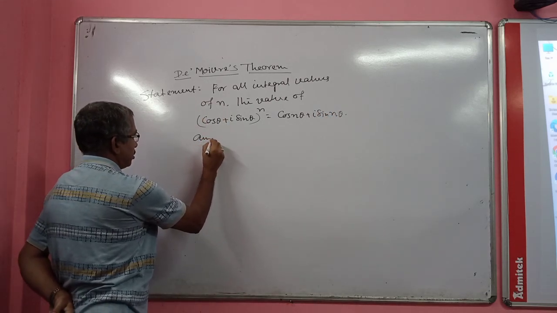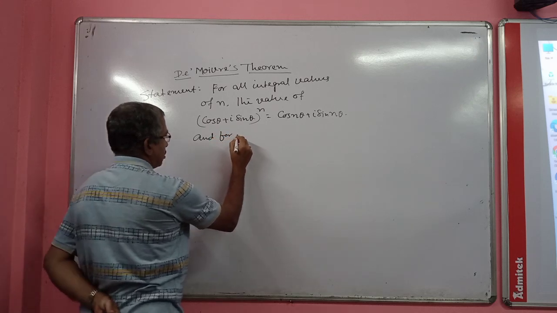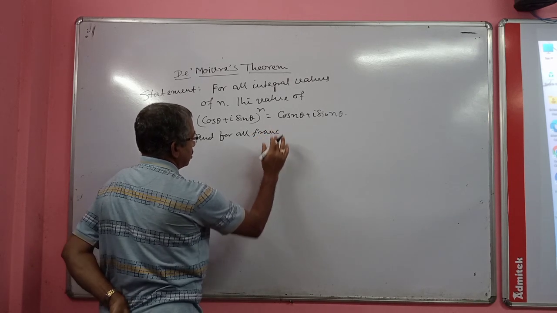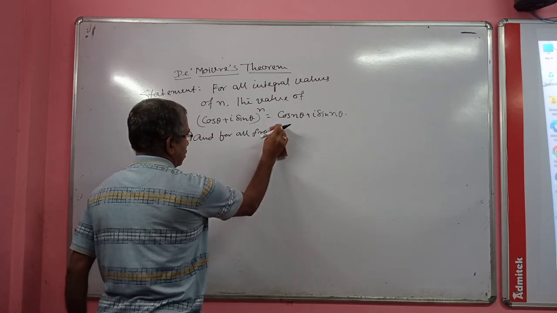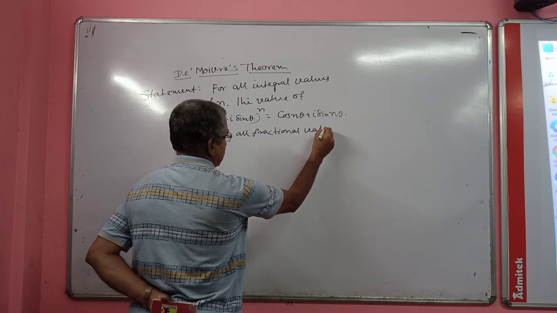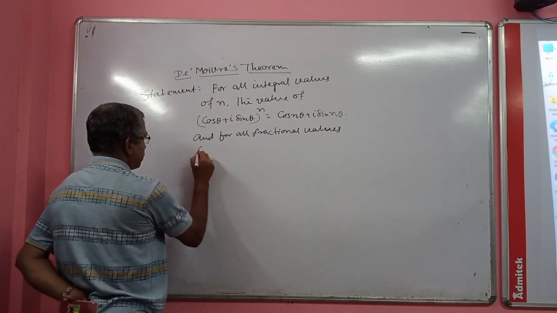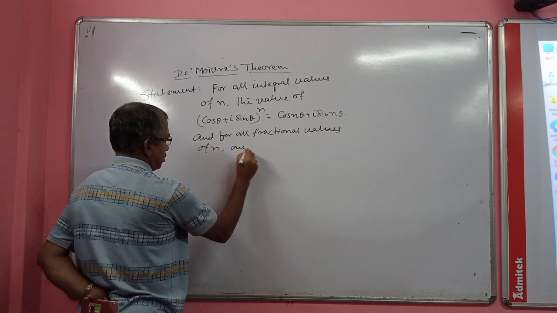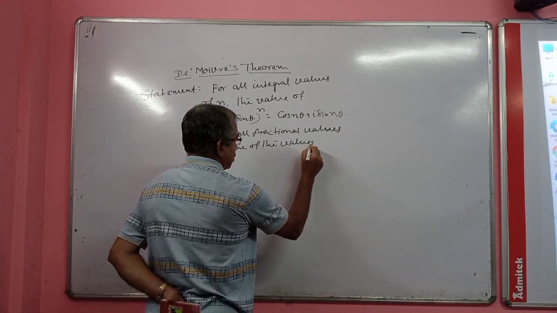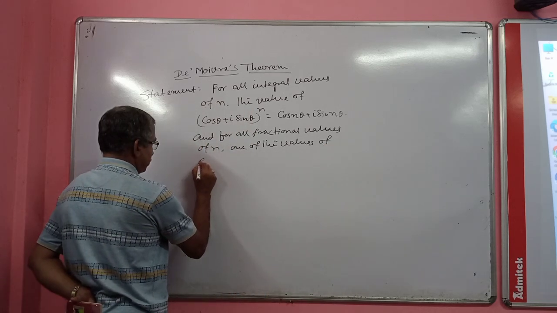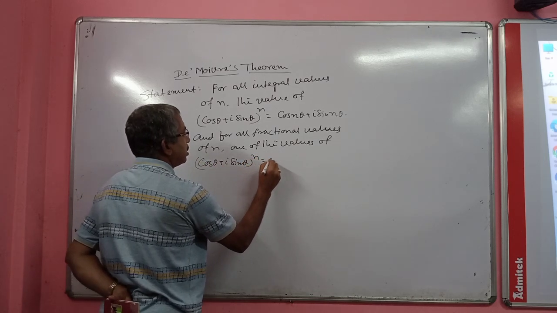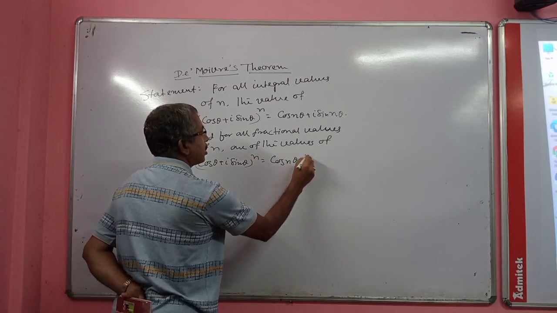And for all fractional values of n, one of the values of (cos theta plus i sin theta) to the power n is equal to cos n theta plus i sin n theta.